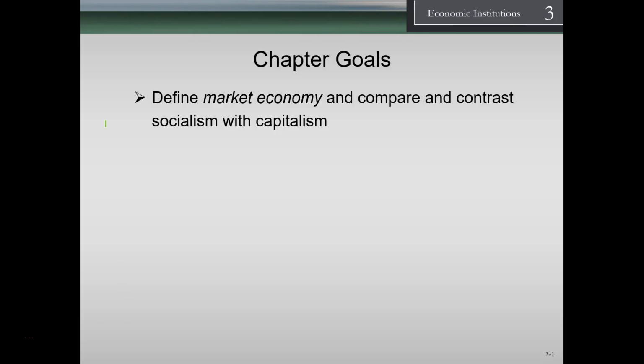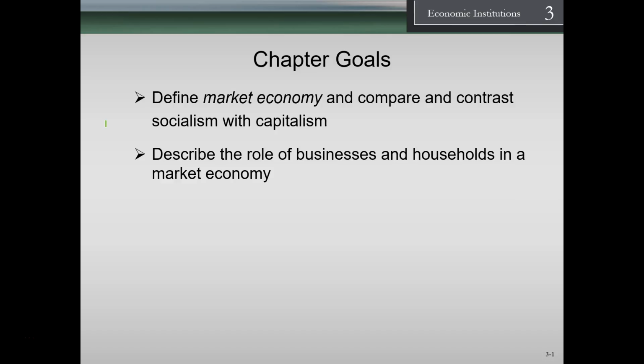Hello, in this lecture we're going to continue on the Economic Institutions, Chapter 3. We will be able to define market economy and compare and contrast socialism and capitalism. So we've discussed that already. We've described the role of business and households in the market economy, list and discuss the various roles of government.